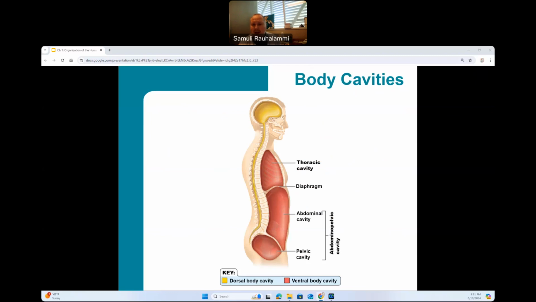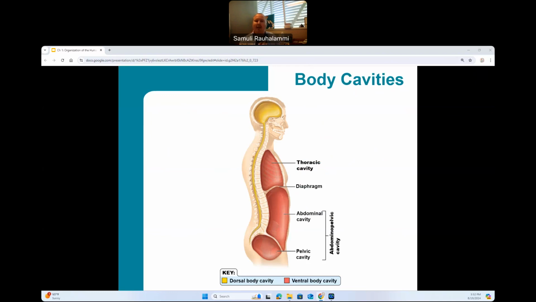Ventral cavities can again be further subdivided into the thoracic cavity, which is the portion above the diaphragm in the chest cavity. This is where we find things like the heart, lungs, and other structures. The rib cage surrounds the thoracic cavity. We also see the abdominal pelvic cavity. This is below the diaphragm, and it can be divided into the abdominal cavity, where we see the stomach, liver, and intestines, and then the pelvic cavity, which houses the reproductive organs, bladder, rectum, and so on.